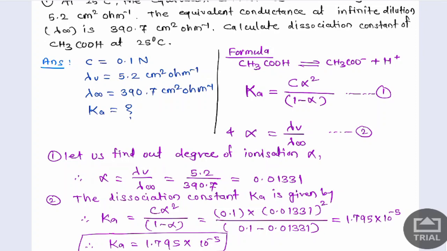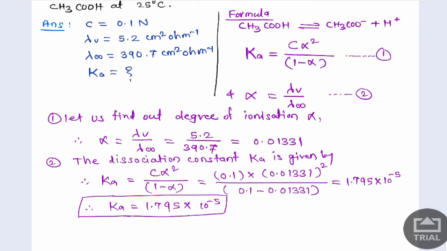What is the value of lambda V? It is 5.2 and lambda infinity is 390.7. Let us put these values here: 5.2 upon 390.7, which is equal to 0.01331, and here we have no unit. Why? The degree of dissociation has no unit because it is a ratio of two quantities of the same kind. Now let us move further.